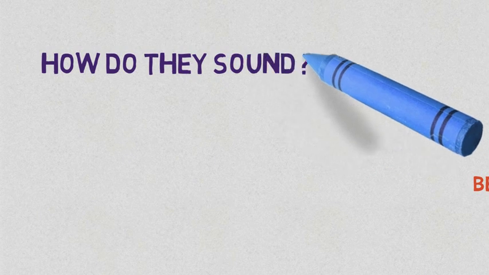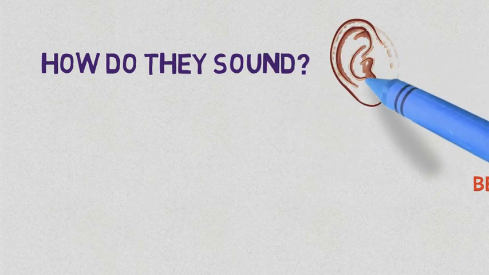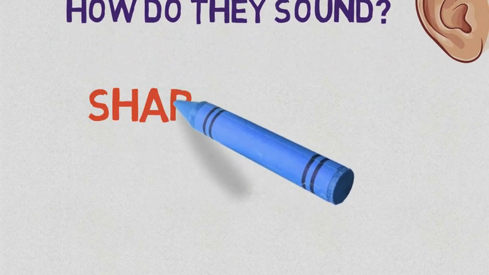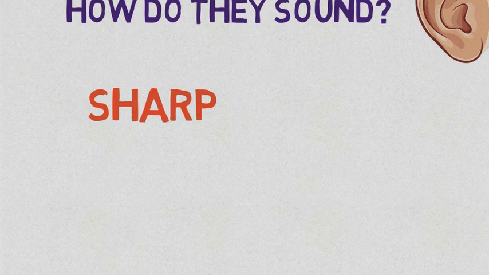Now how do these sound? This is an example of a sharp. We're going up a semitone. This is an example of a flat, going down a semitone.